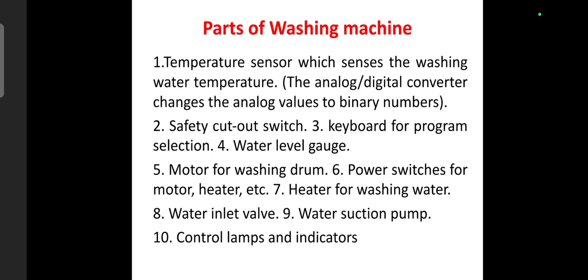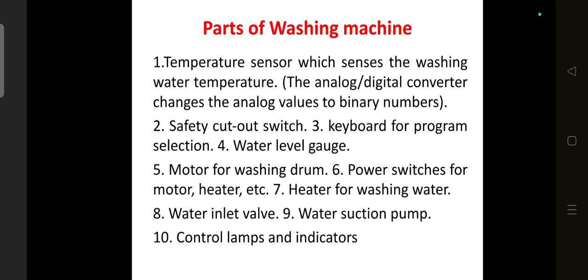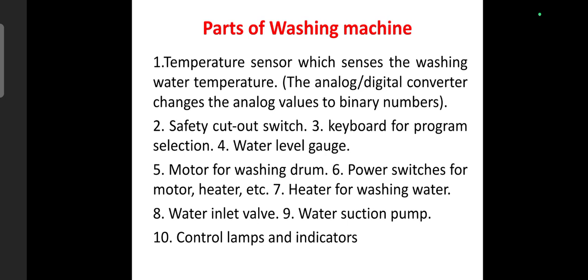Let us now understand the major components of a washing machine. The temperature sensor measures the temperature of the washing water and provides feedback to the controller. A safety cutout switch protects the machine against abnormal operating conditions. The keyboard or control panel allows the user to select different washing programs and settings. The water level gauge monitors the amount of water inside the drum.